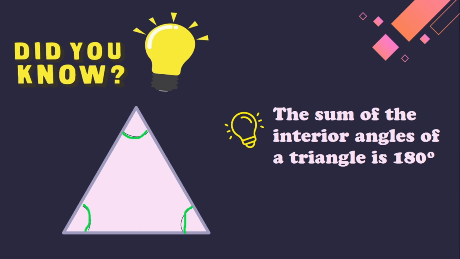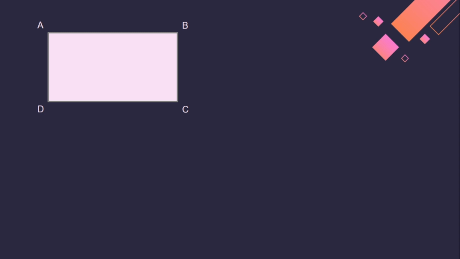So don't forget that, because we can use it to solve for the sum of the interior angles of other polygons. Now, if that is the case for the triangle, let's have this quadrilateral. We have 4 sides: side AB, side BC, side CD, and side DA. Now, what could be the sum of the interior angles of a quadrilateral?